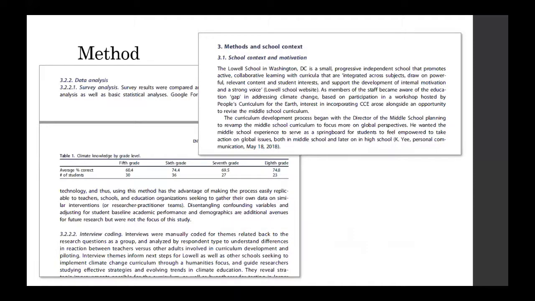Then there will be a methodology, research methods section. They need to tell you exactly what they did and who their subjects or participants were. So it'll often start out with information about, let's say, a school that they studied or a group of children or high school students. They have to tell you what the setting is. They have to describe how many participants there were. So usually you'll get some demographic information as well.